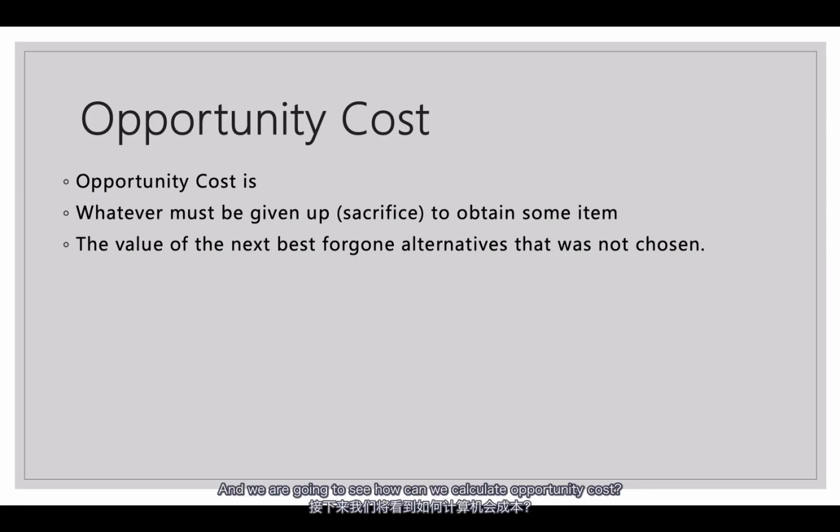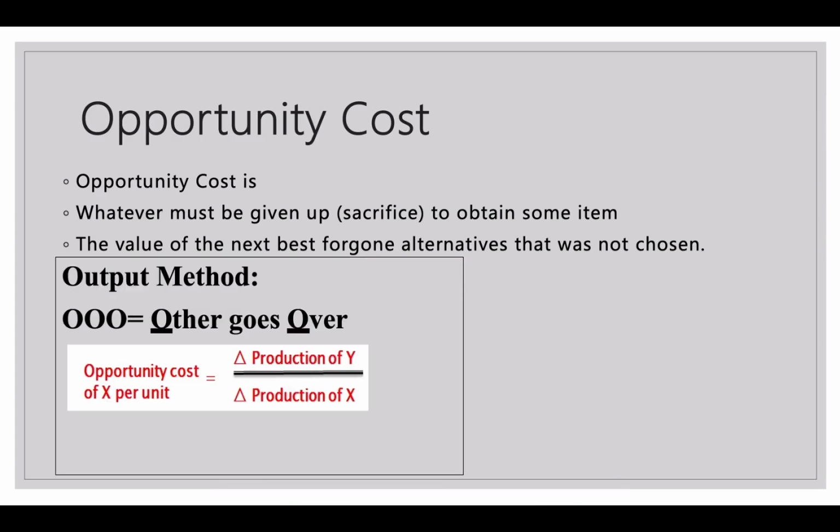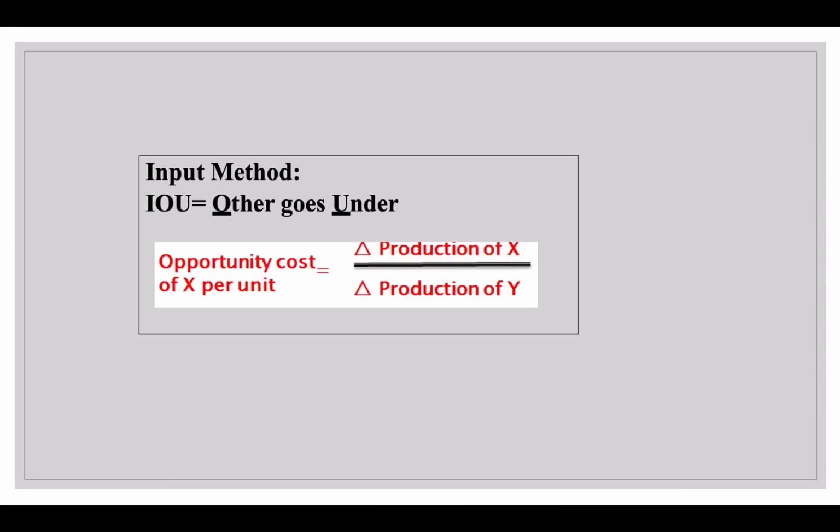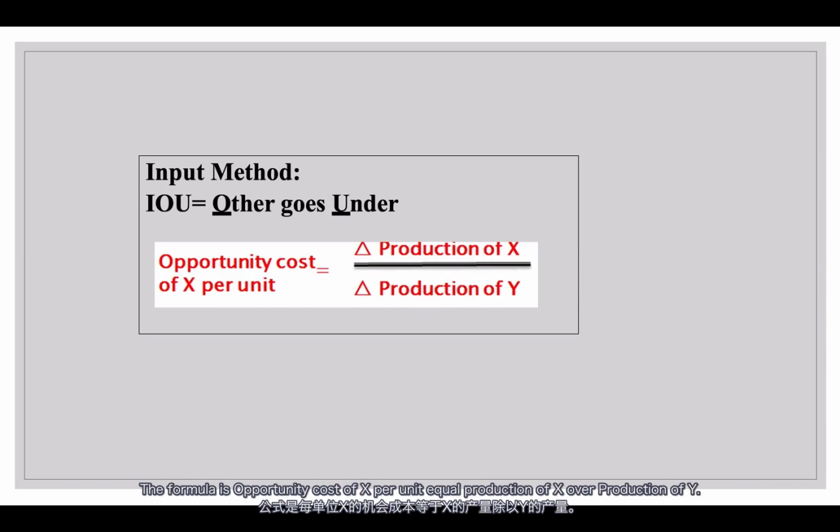And we are going to see how we can calculate opportunity cost. The first is the output method, which we can say is OOO, and that is other goes over. The formula is: opportunity cost of X per unit equals production of Y over production of X. And then there is the input method, which we can say is IOU, and that is other goes under. The formula is: opportunity cost of X per unit equals production of X over production of Y.